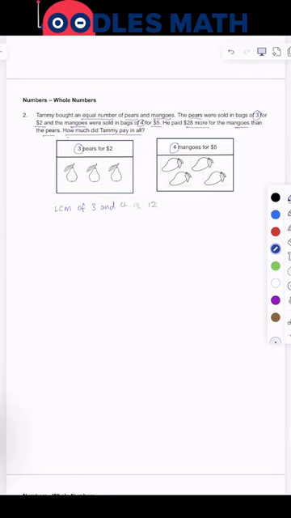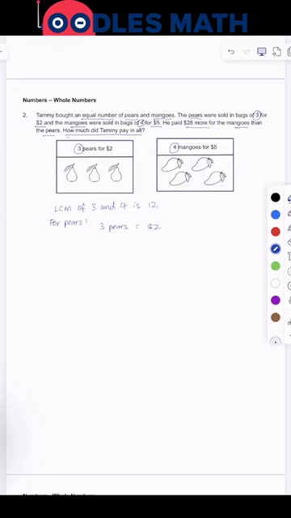Okay, so understanding that, let's take a look at the pears. So for pears, it is sold at 3 pears for $2. Now, how many groups of 3 is needed to make 12?